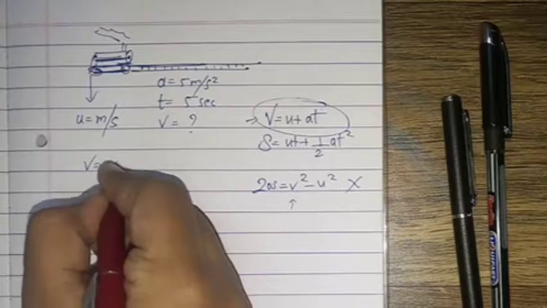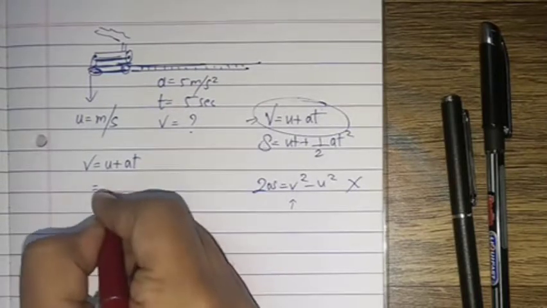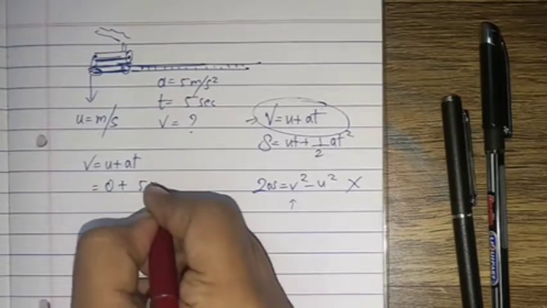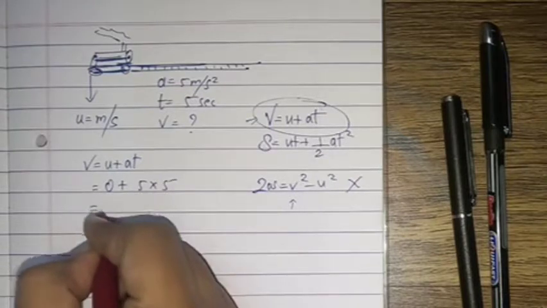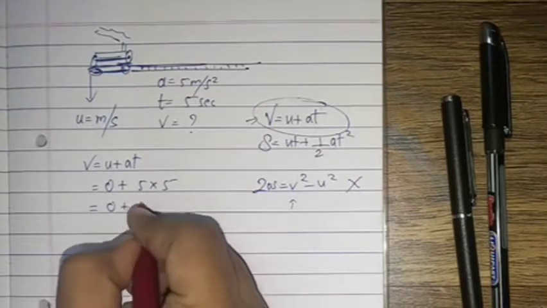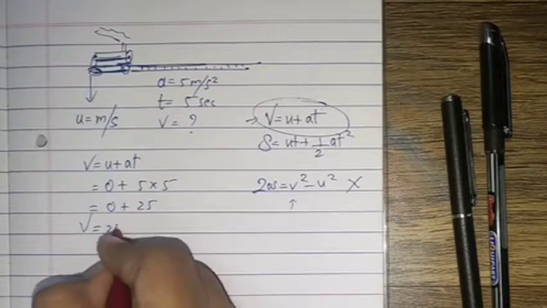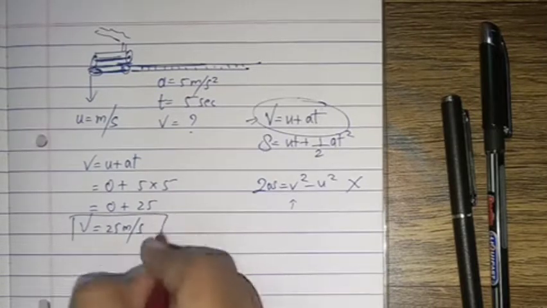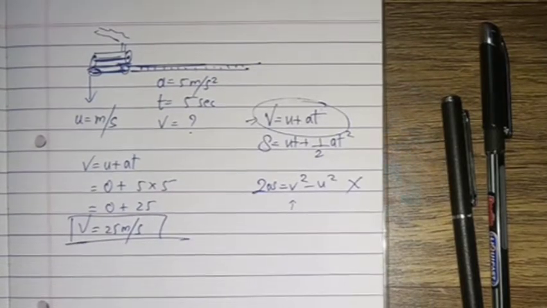So V equals U plus AT. U is 0, A is 5, T is 5, so 0 plus 25, and V is 25 meter per second. So this is easy, right?